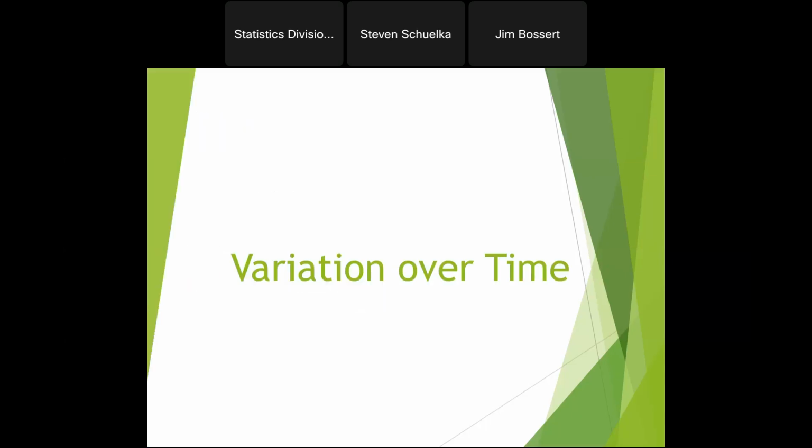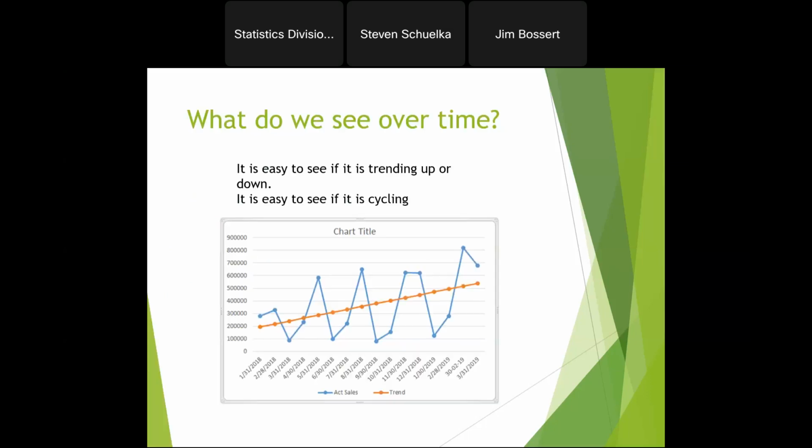So let's look at variation over time, because that's the whole thing that we're trying to talk about here: how much variation occurs. So I've got something here. We're looking at data over time and I kind of made it easy because I put a trend line in there. And so if you look here, you can say, yeah, it's trending up, isn't it? You go, oh, wow, that's cool.